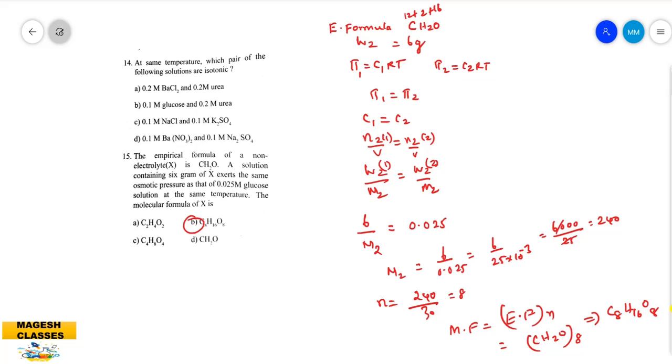So in this problem, the empirical formula and the weight of one solute in the solution are given. It is isotonic with 0.025 m glucose. To get the molecular formula from the empirical formula, you have to find the molecular mass. The molecular mass is obtained by this isotonic relation concept. From the molecular mass, the ratio n is found out. Molecular formula is equal to empirical formula into n.